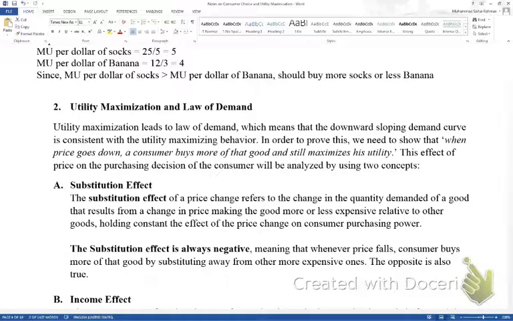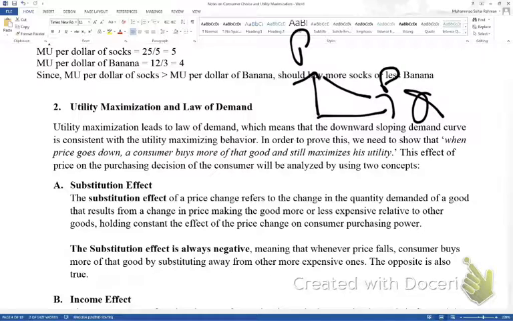Now remember that our law of demand says that our demand curve is downward sloping, meaning that as the price goes down, you buy more of that good, right? So as the price goes down, why do you buy more of that good? If we believe that utility maximization is consistent with the law of demand, we have to show that whenever price goes down, a consumer buys more of that good and still maximizes his or her utility. So how can we show that?